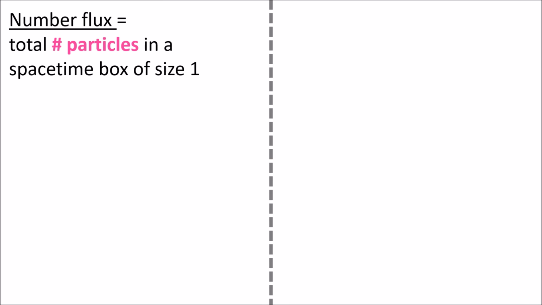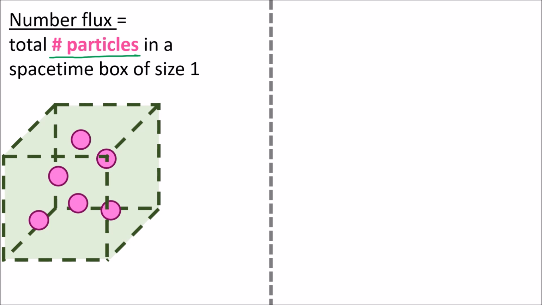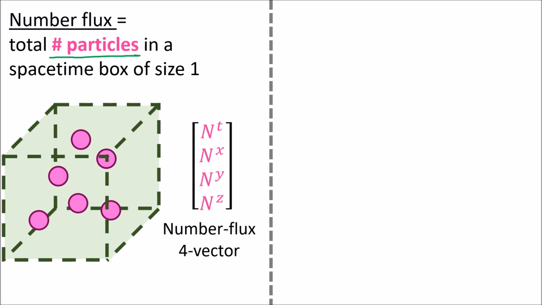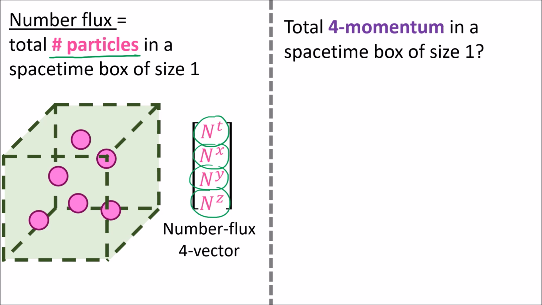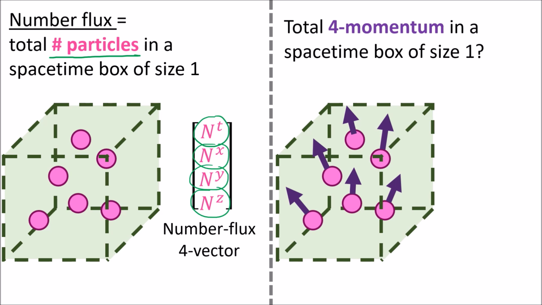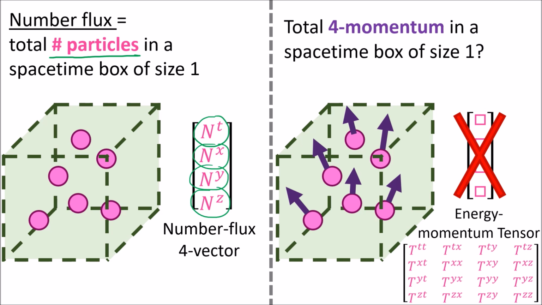With the number-flux 4 vector, we're counting the total particles, which is a single number, inside a box of size 1. Because of this, the number-flux 4 vector is enough to describe the flow of particles in all 4 spacetime directions. But what if we wanted to count the total 4 momentum, which is a vector quantity, inside a box of size 1? Another 4 vector is not enough to describe the flow of 4 momentum inside a box. Instead, we're going to need a 4x4 tensor called the energy momentum tensor, which describes the flow of the 4 components of 4 momentum in all 4 spacetime directions.